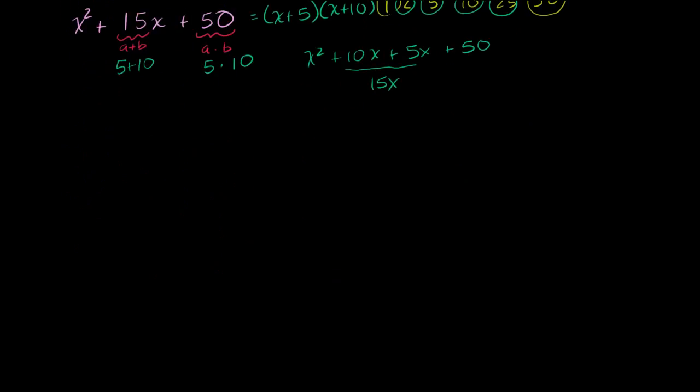Let's up the stakes a little bit, introduce some negative signs in here. Let's say I had x squared minus 11x plus 24. Now, it's the exact same principle. I need to think of two numbers that when I add them are equal to negative 11. A plus b needs to be equal to negative 11, and a times b needs to be equal to 24.